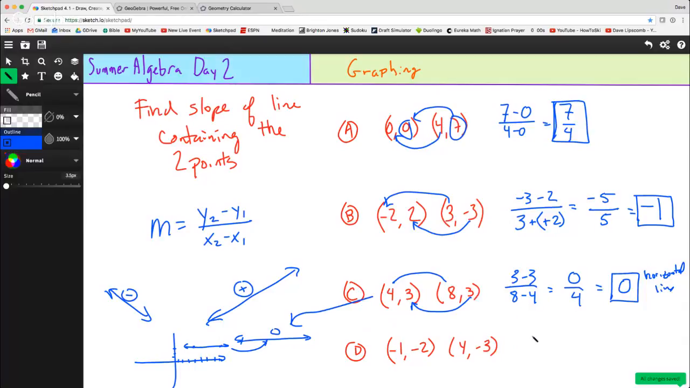Let's do the last one. Y's minus x's. -3 minus -2. Oh, we already did that one. Or no, we didn't do that exact one. And then 4 minus -1. So this is -3 plus 2, which is -1. 4 minus -1 is 5. So we have -1/5. And those are all of our slopes. That's how we calculate slopes containing 2 points.